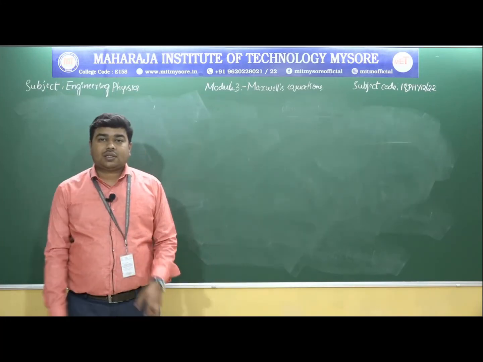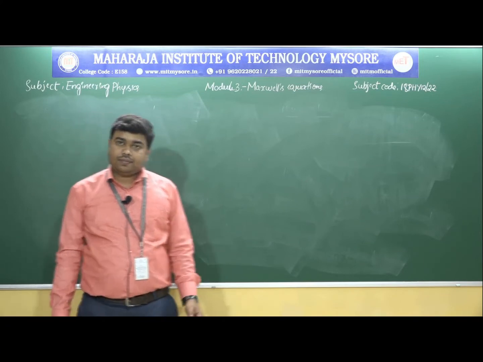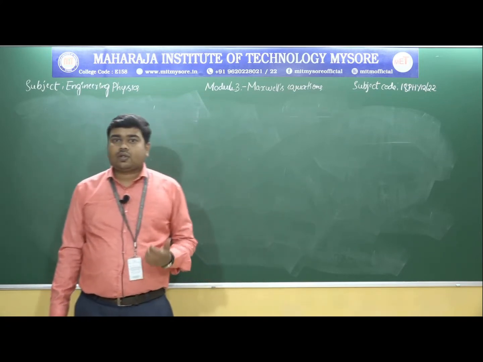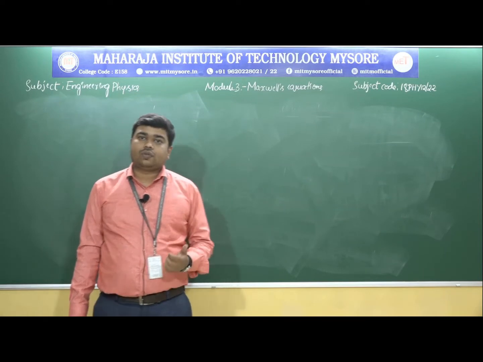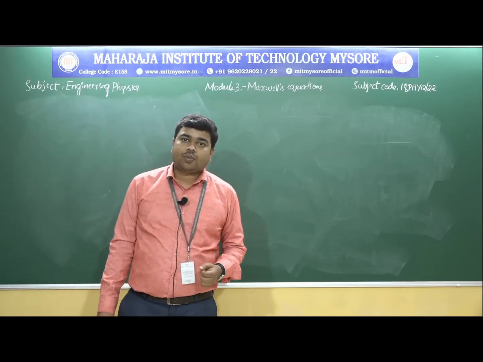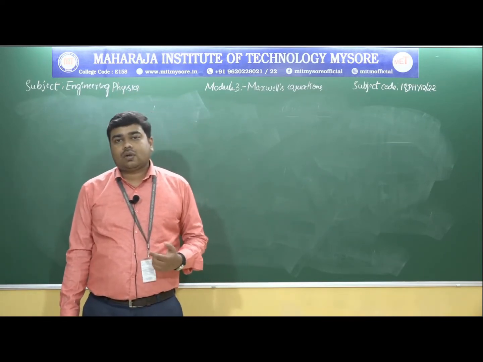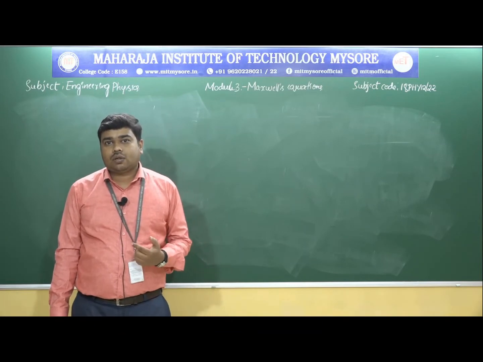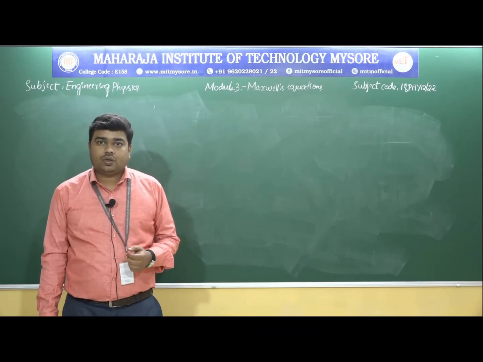So, we will discuss two kinds of products here. One is called the scalar product of two vectors, also called the dot product of two vectors, and the second one is called the vector product of two vectors, also called the cross product of the two vectors.